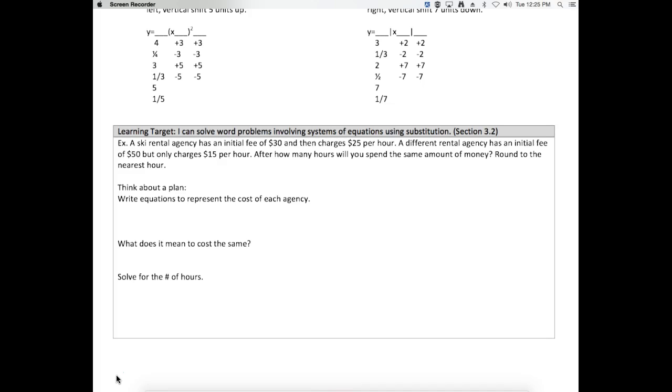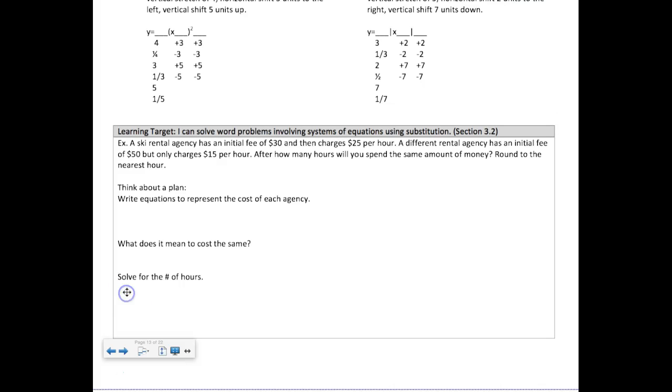So this one says we have an agency that's going to charge us an initial fee of $30 and then $25 per hour. A different agency is going to charge us $50 and $15 per hour. Okay. We want to write an equation for both of them for how much money they're going to charge us and for how many hours. Okay. So we need 2 variables.